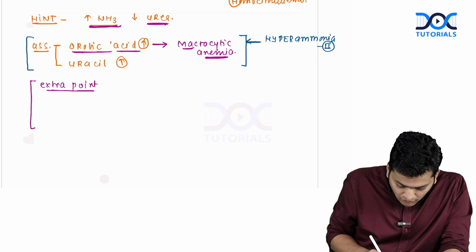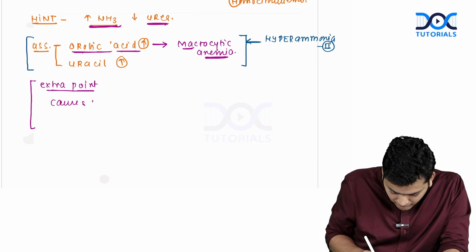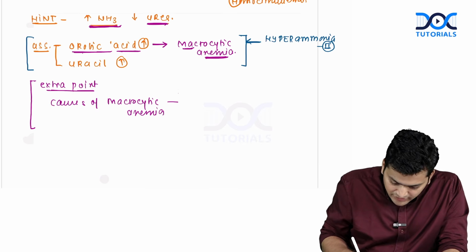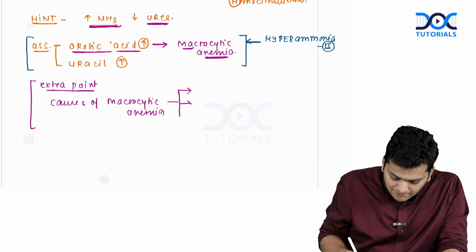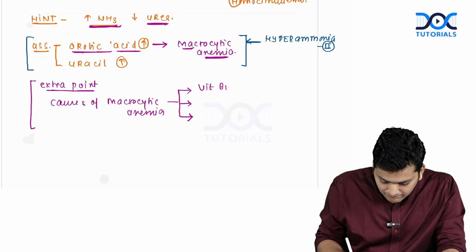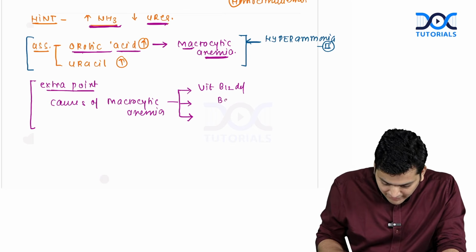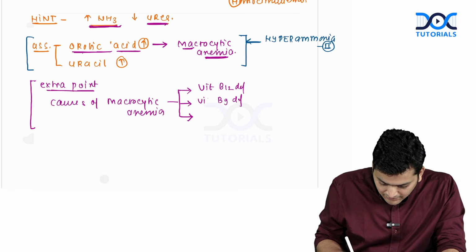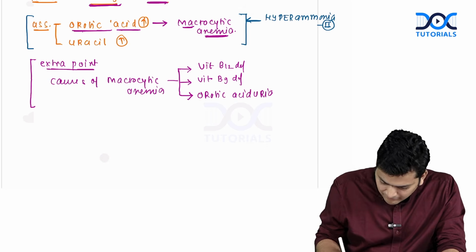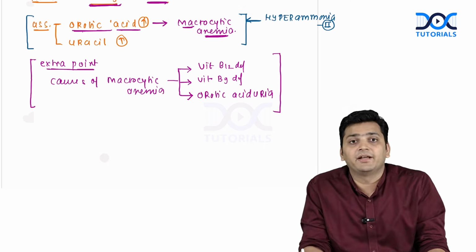When it comes to the causes of macrocytic anemia, see, macrocytic means the patient is having the MCV increased. It can be because of vitamin B12 deficiency, vitamin B9 deficiency, and orotic aciduria. These are the various causes of macrocytic anemia.